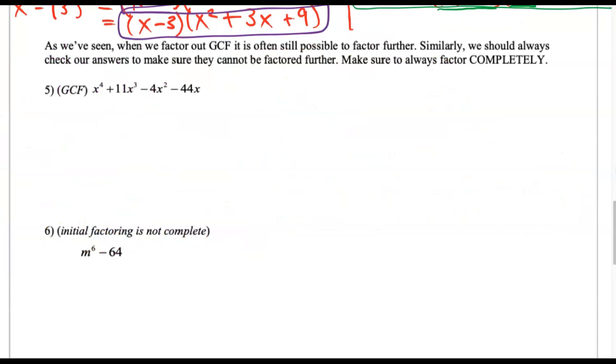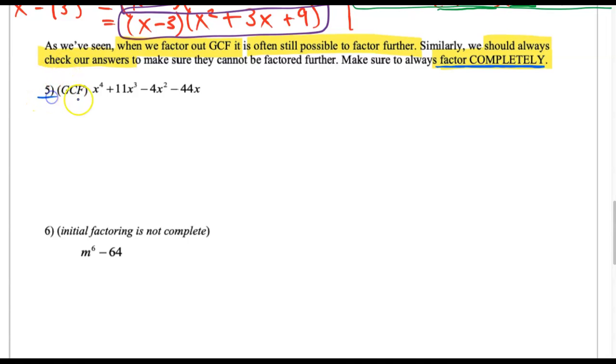So the purpose of these last examples is to show you the different things that can happen when you are factoring polynomials. So as we've seen, when we factor out a GCF, sometimes it's still possible to factor further. We should always check and make sure that we have factored completely. Factor completely means that there's no other way to break it down any further. We have broken it down into its smallest possible factors, or sometimes we refer to them as prime factors.